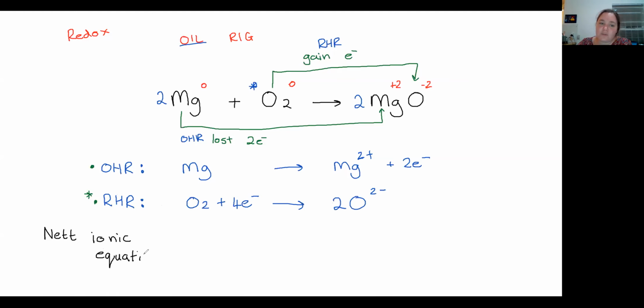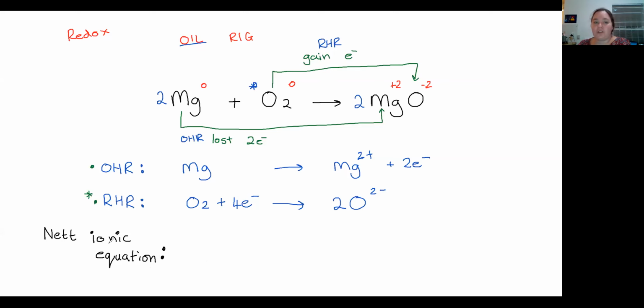Now, when I was at school, we were unlucky enough that we were expected to, in addition to the Net Ionic Equation, add spectator ions back in. When they changed the syllabus, they took needing to put spectator ions back in out. So you no longer need to be able to put spectator ions in. So I'm not going to show you anything with spectator ions. We're just going to ignore them.